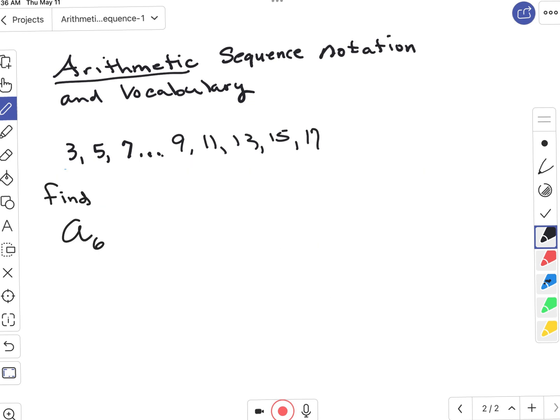So what if I said find A sub 6? What does that mean to you? Find A sub 6. In the context of arithmetic sequences, we're asking you for the value of the sixth term. So 1, 2, 3, 4, 5, 6. This is the sixth term, and the sixth term has a value of 13. So understanding what the notation is asking you is super important.